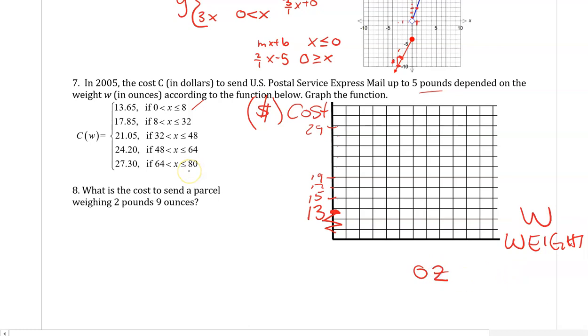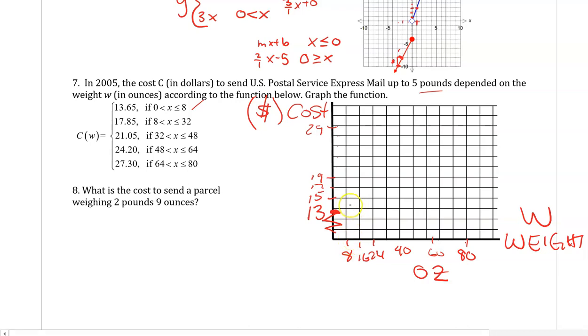This goes all the way up to 80. 1, 2, 3, 4, 5, 6, 7, 8, 9, 10, 11, 12. So there's 12 spots. It looks like all of the breakpoints are at values divisible by 8 ounces, or 1/2 of a pound. So we will call this 8 ounces, 16 ounces, 24, etc., 32, 40, 48, 1, 2, 3, 4, 5, 6, 7, 8, 9, 10. There's 80 ounces. Right between the two would be about 60. So there's our graph.